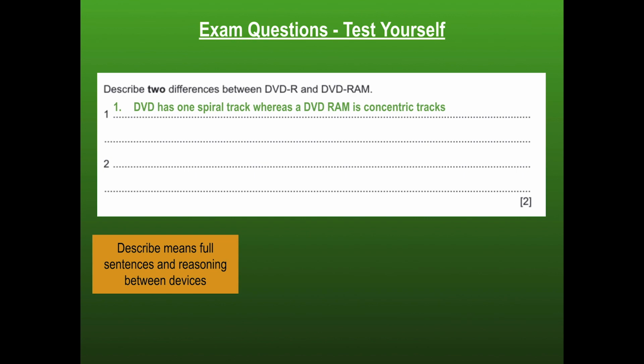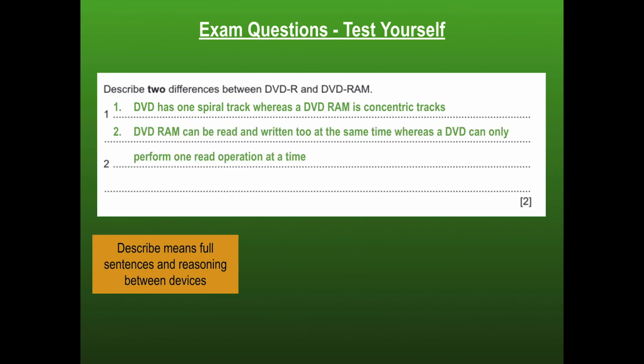Now, because it's in concentric tracks, the DVD-RAM can be read and written at the same time. So it allows multiple operations to occur at one time, whereas a DVD can only access one part of that spiral track. So it is a read only, but it can only also perform one operation. DVD-RAM can be read and written at the same time. So multiple operations can occur at the same time, whereas the DVD-R is only going to be able to perform one operation, one read at a time. Sorry, I probably should have put DVD-R here, but I think they would forgive you.